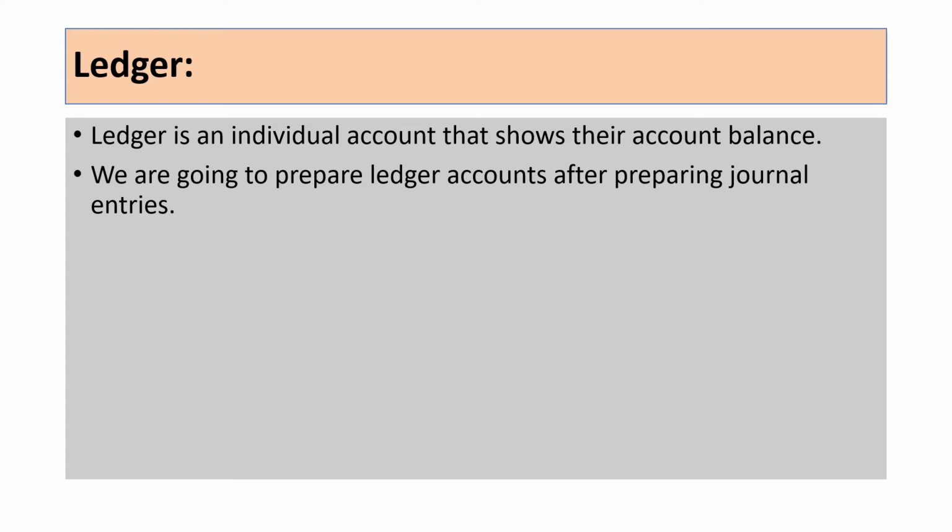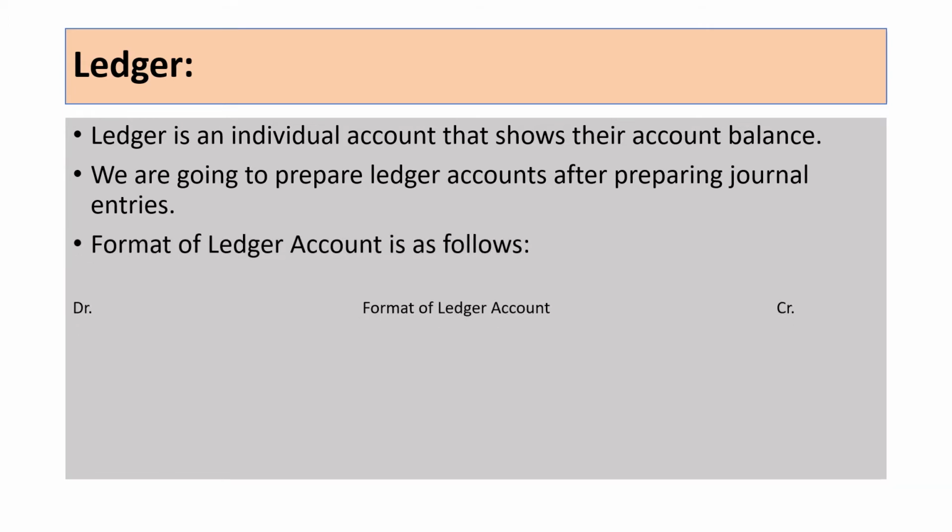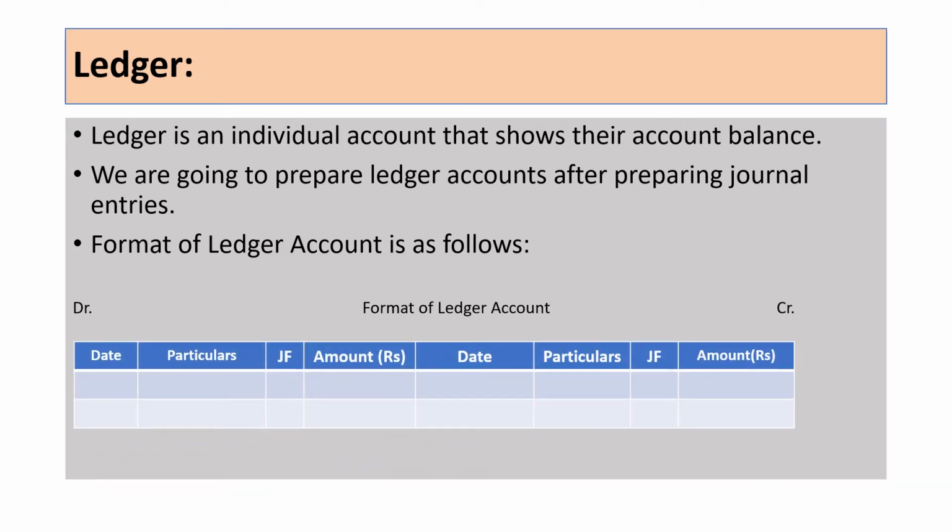Now let's see what is the format of a ledger. It contains two sides, debit side and credit side. Format of a ledger account: there are 8 columns in this format. Date, particulars, JF column, amount, and again date, particulars, JF and amount column. So these are the 8 columns: 4 columns of the debit side and 4 columns of the credit side. Now move on to the next.